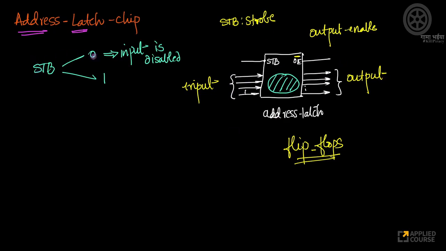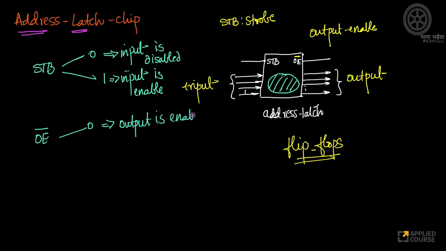So when the strobe pin is 0, that means the input is disabled. I'm not reading whatever is the input into my memory here. When my strobe pin equals 1, that means input is enabled. So whenever my strobe pin equals 1, whatever the input bits are, I'll read all that information and store it in the memory here, right? Next, your OE, look at this. Your OE is an active low pin, which means when it is 0, it is active. OE means output enable. So when this is 0, output is enabled.